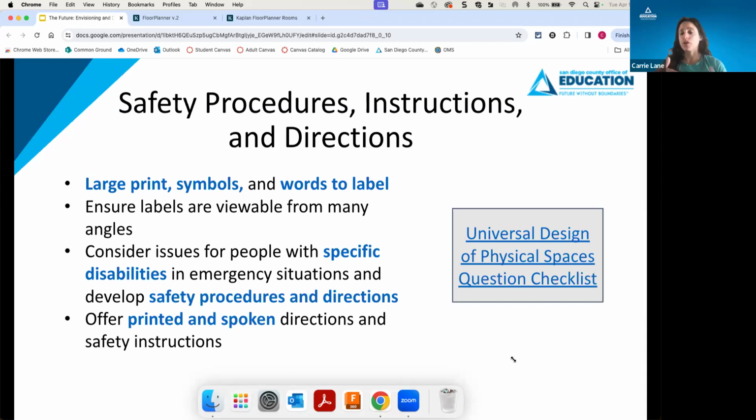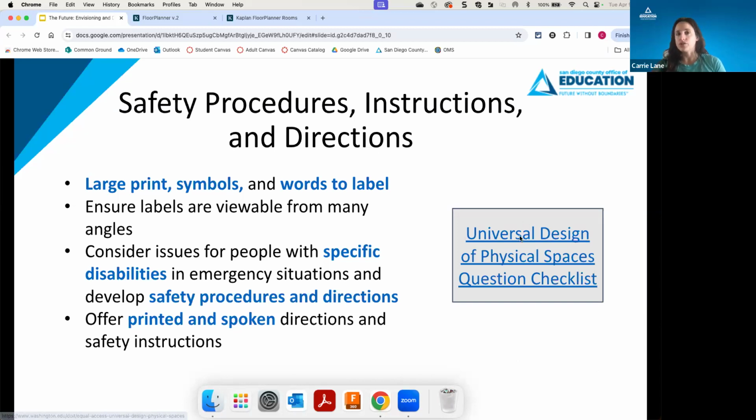And make sure that when you are labeling things, it's viewable from multiple angles. Additionally, keeping in mind if you have certain emergency procedures, and I know as a classroom teacher, when I was in the classroom, you have all of these routines and procedures for emergencies, but if you do have students in your class who have a specific disability, taking that into account and adjusting what might need to happen for specific students. Do things need to change for students to feel safe in your classroom? And then always, if you can, offering spoken and printed directions. Anytime you can provide multiple ways that a student can access the information, it's really helpful.